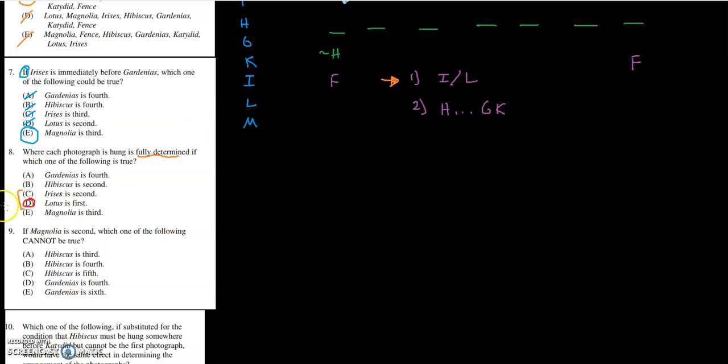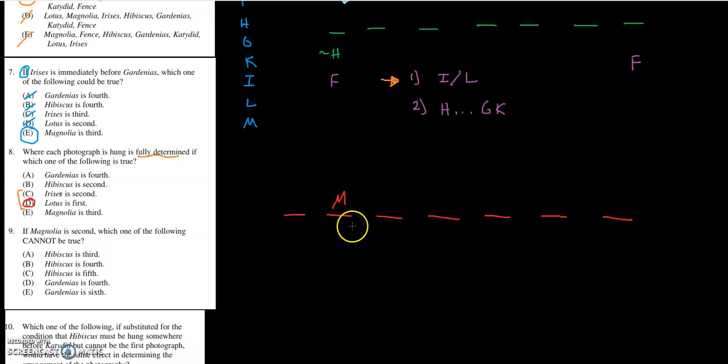All right, let's keep at this. Let's look at question number 9. If Magnolia is second, which of the following cannot be true? All right, well, we can sketch this out. It's an if. 1, 2, 3, 4, 5, 6, 7. M is second.